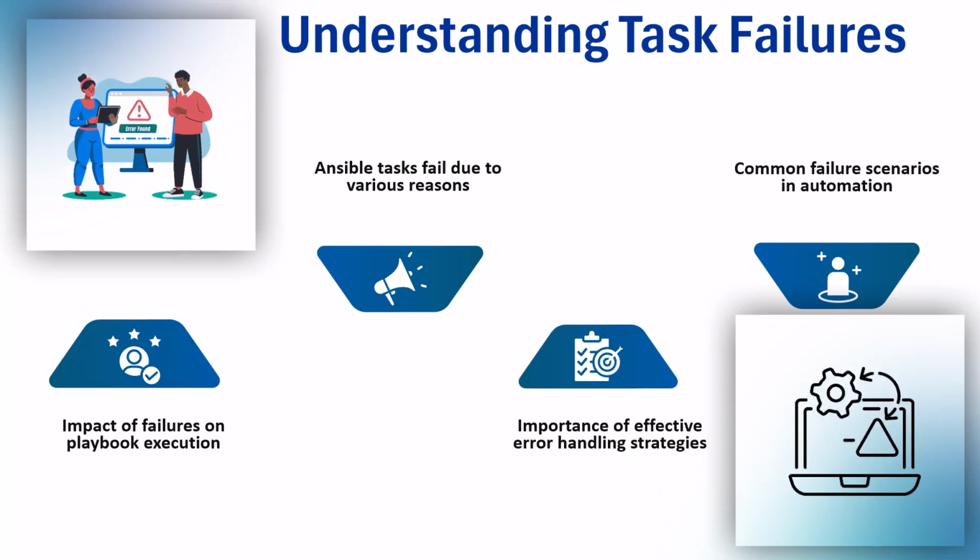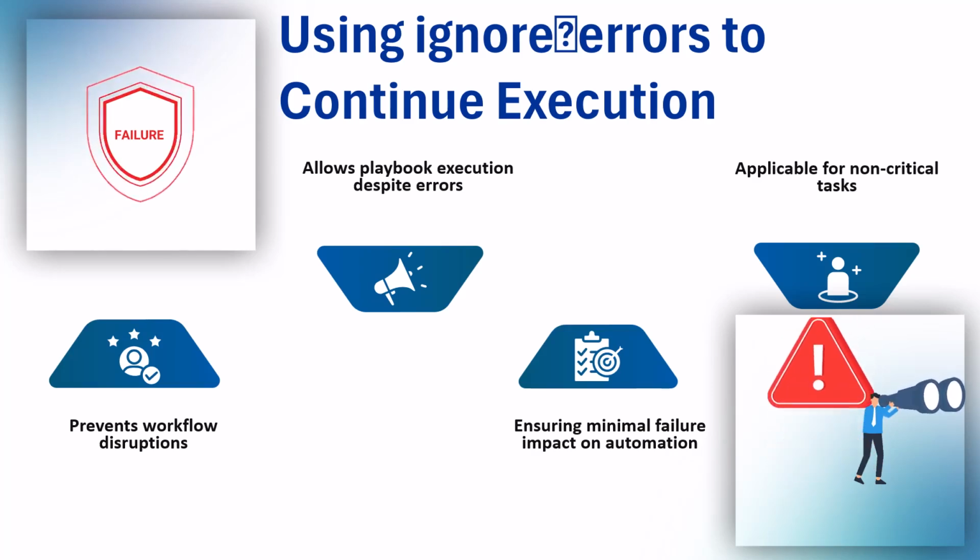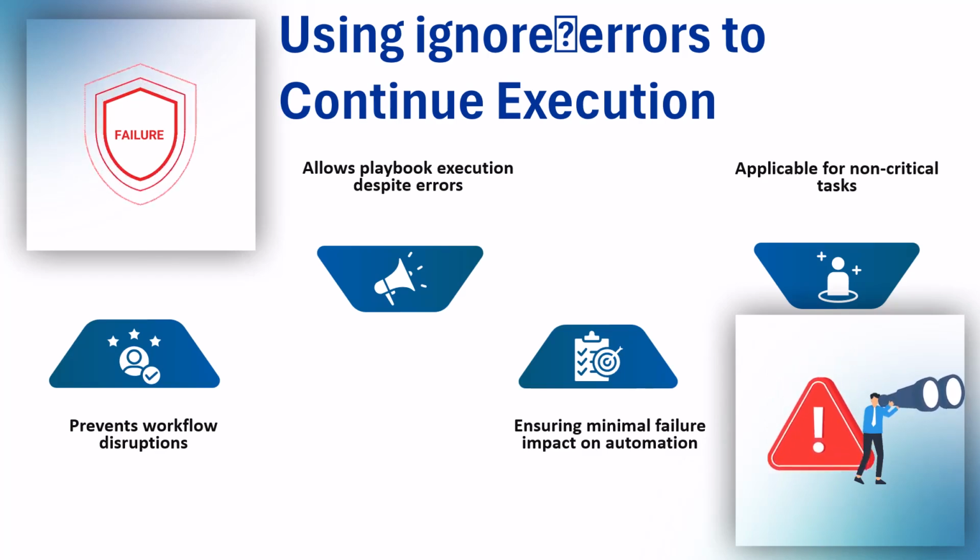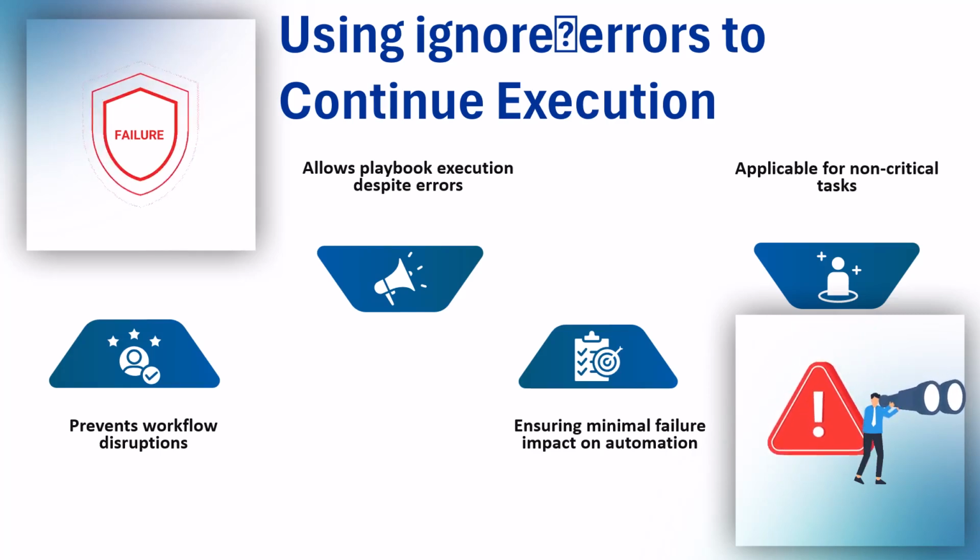Let's break it down. Imagine you're baking a cake, but your mixer refuses to work. Do you stop baking? Nope. You find another way. That's exactly what ignore errors does. It lets non-critical tasks fail without stopping the playbook, but don't overuse it. Because ignoring problems without solving them can lead to bigger disasters.